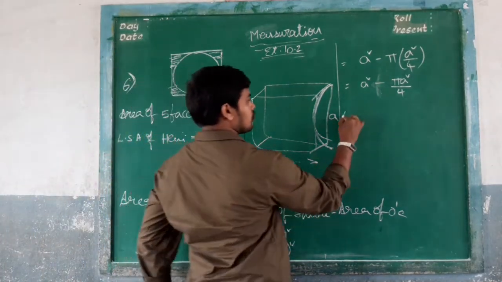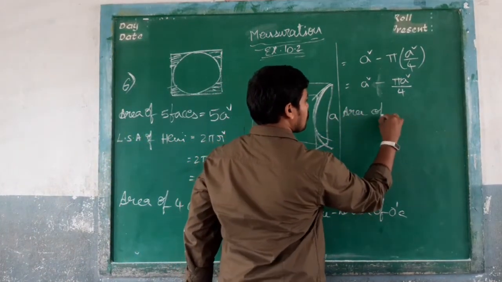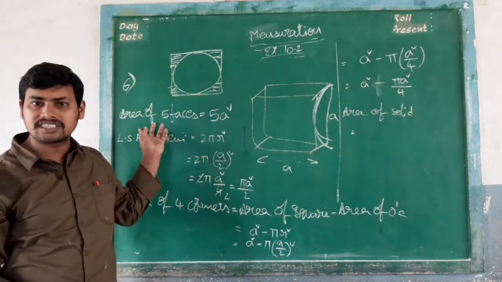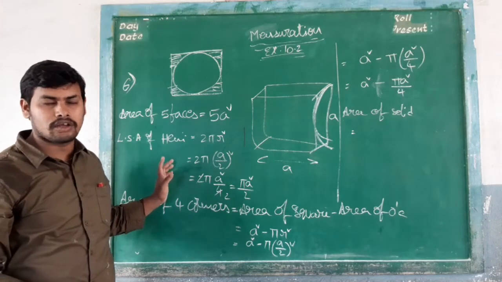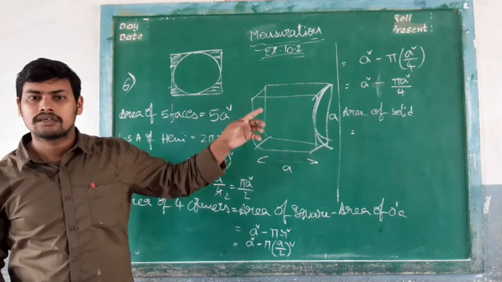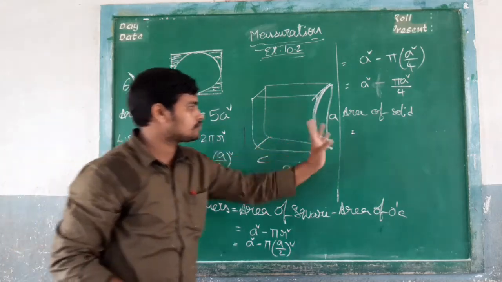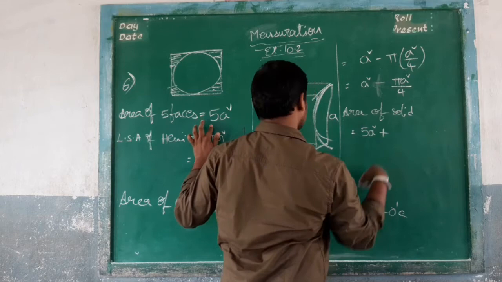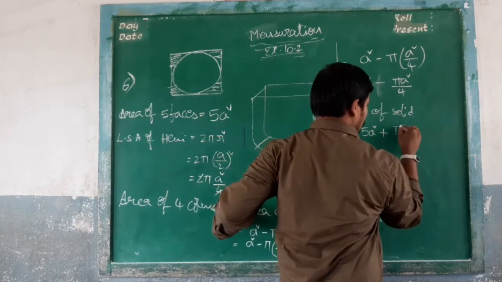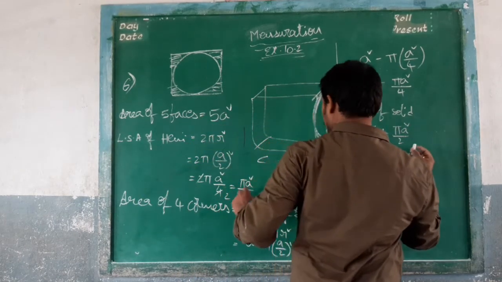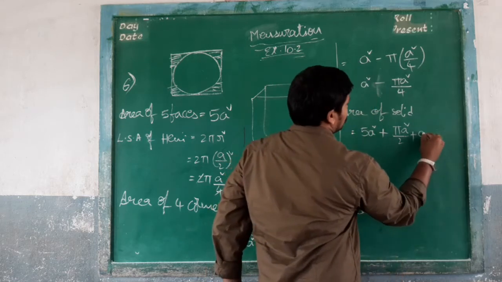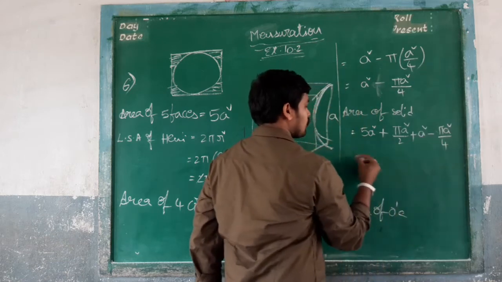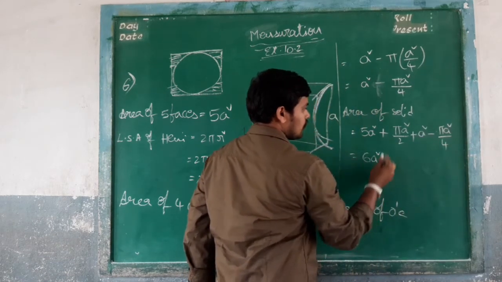Okay. Area of solid. So you have to add all the area of 5 faces plus the lateral surface area of the hemisphere plus the area of the 4 corners. So 5a square plus pi a square by 2 plus a square minus pi a square by 4. 5a square plus a square is 6a square.